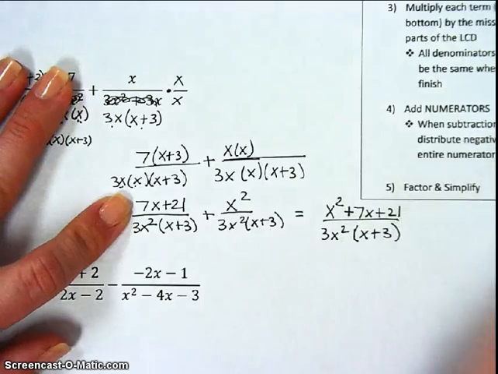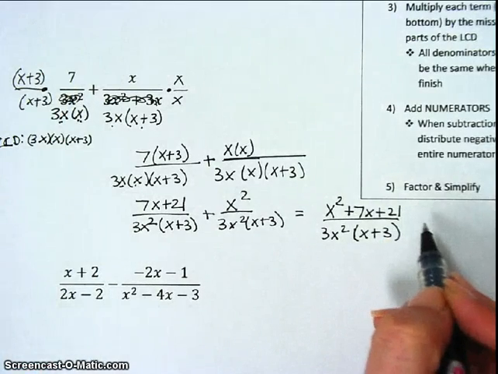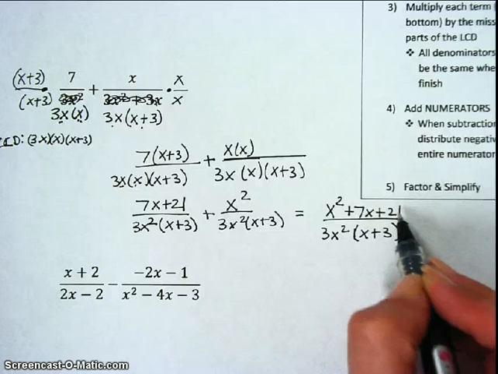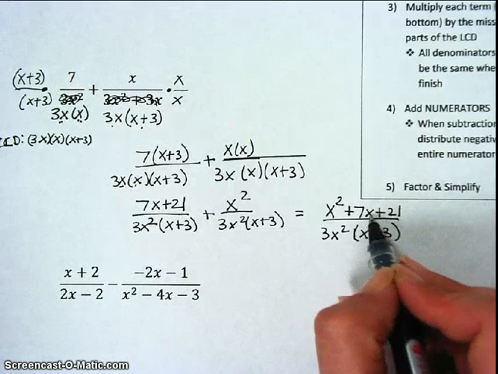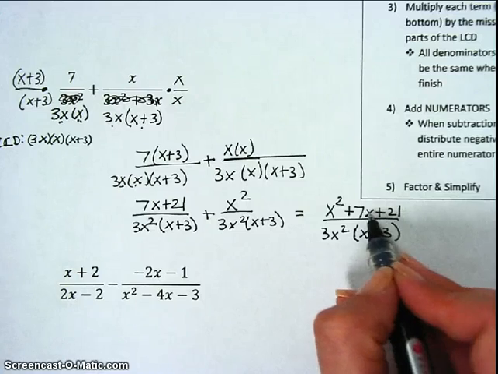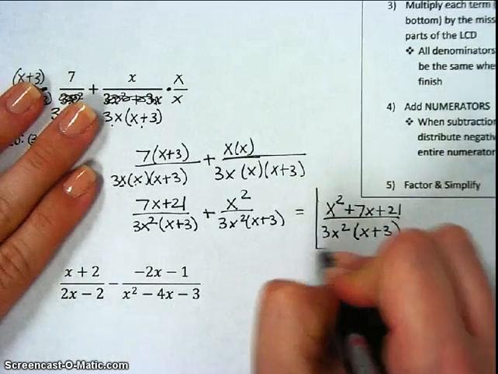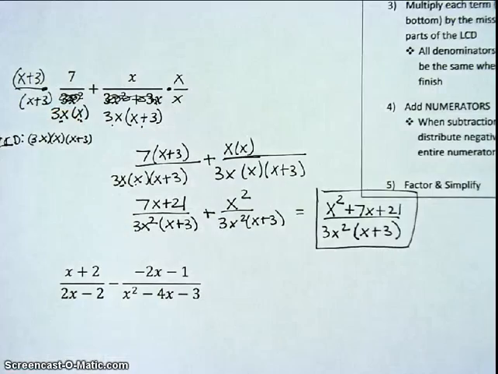We need to check and see if we can factor this, so things that multiply to be 21 and add to be 7. Well, 21 and 1 won't add to be 7. 7 and 3 don't add to be 7, so this doesn't factor, which means this is just our final answer.